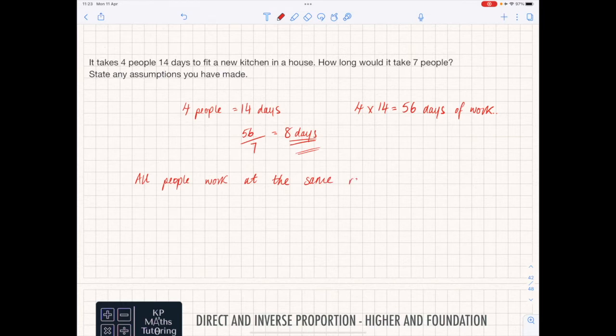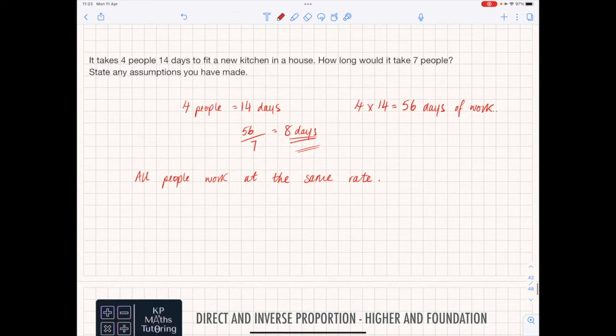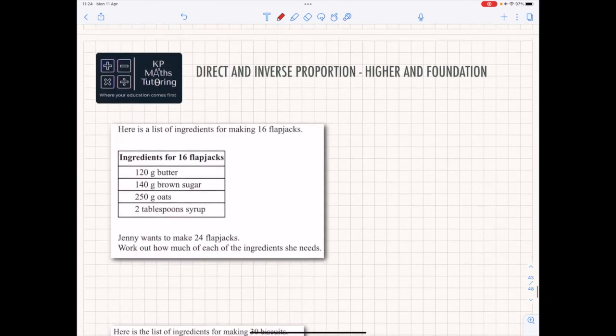Again, probably not necessarily the case. There might be some people that work faster than other people, but it is an assumption that we are making in this question. Okay, so that's your 2 examples there that we see quite commonly in GCSE papers.